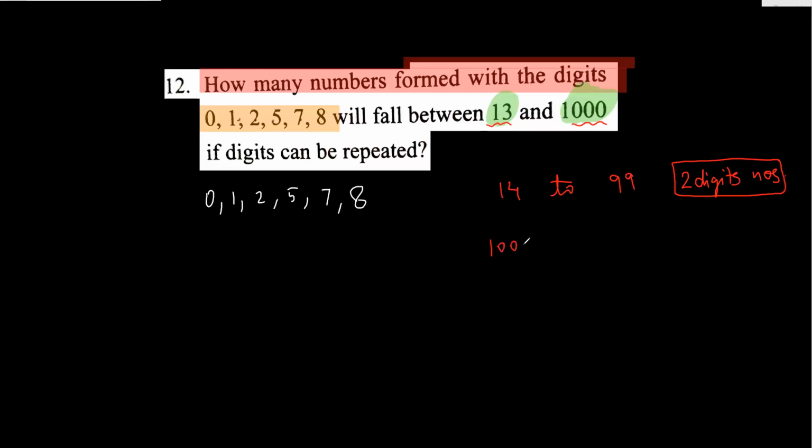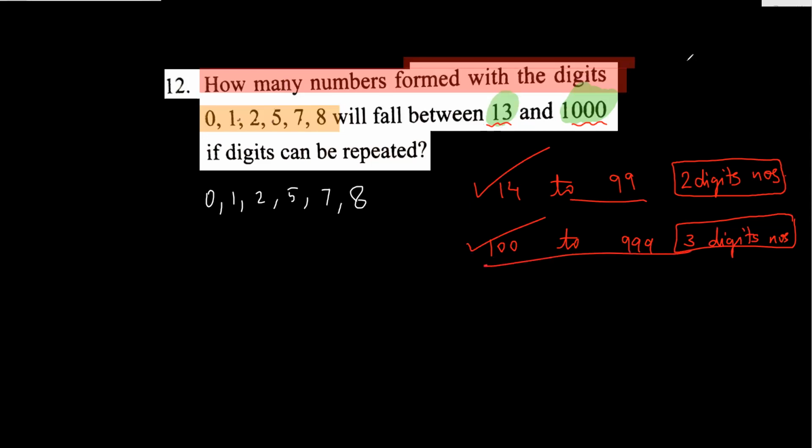Then 100 to 999, between 1000, right? 13 and 1000. So 13 you left and 1000 you will leave. So this is three-digit numbers. Now see students, when it comes to two-digit numbers, so there are two cases you are going to have. One case, two-digit numbers, which will be 14 onwards till 99. And the another is three-digit number, which will be 100 to 999.